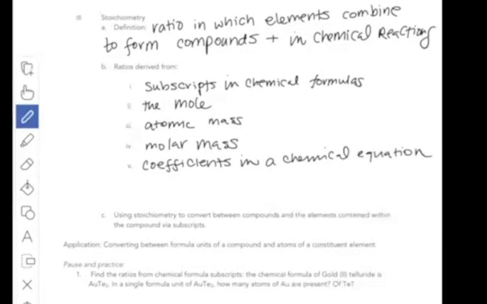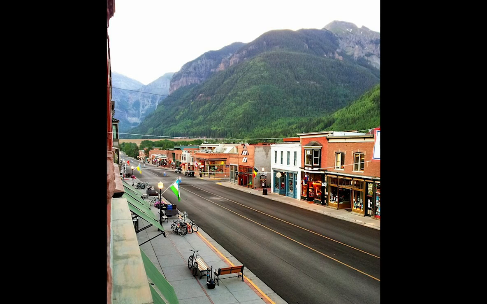When we convert a substance into moles, it's a universal unit that allows us to interconvert between different types of substances. But why do we care about this? Let's go out west and find out.